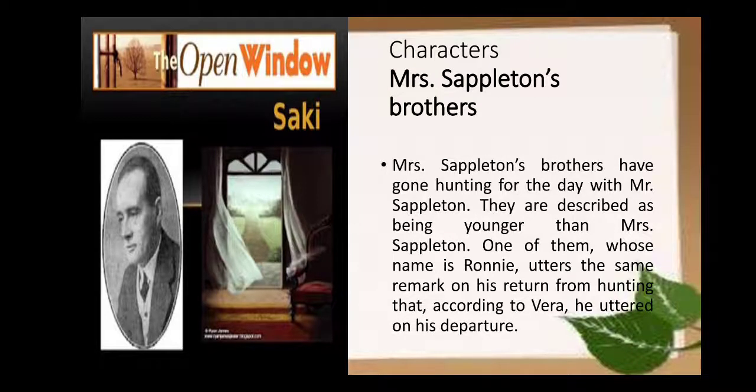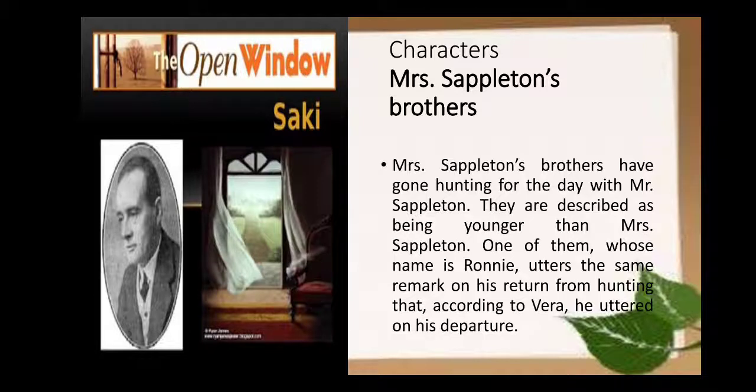Then along with Mr. Sappleton, we also have Mrs. Sappleton's brothers, who had gone hunting for the day with Mr. Sappleton. They are being described in the story as being younger than Mrs. Sappleton. One of them, whose name is Ronnie, utters the same remarks on his return from hunting which, according to Vera, he uttered on his departure.